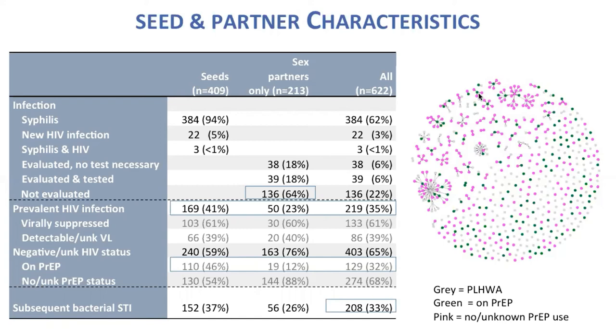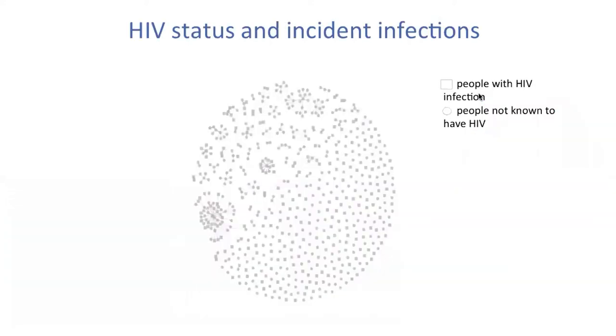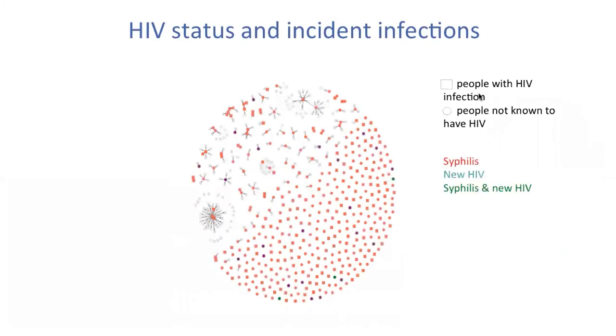Here we have network members with their HIV status indicated by squares for those with prevalent infections and circles for those not known to be living with HIV. Layered on top of this are the new syphilis and HIV infections that led to their inclusion in the matrix investigation. The gray squares and circles do not necessarily translate to people without these infections.